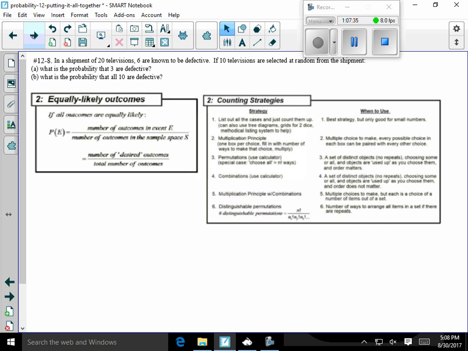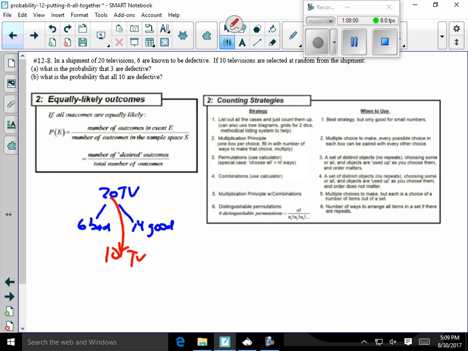What I see, if I make a picture here, is we have 20 TVs, and 6 of them are bad, they're defective. That means we have 14 good TVs. And if we're drawing a sample of 10 TVs, we have to have 3 of those be defective for this first problem.